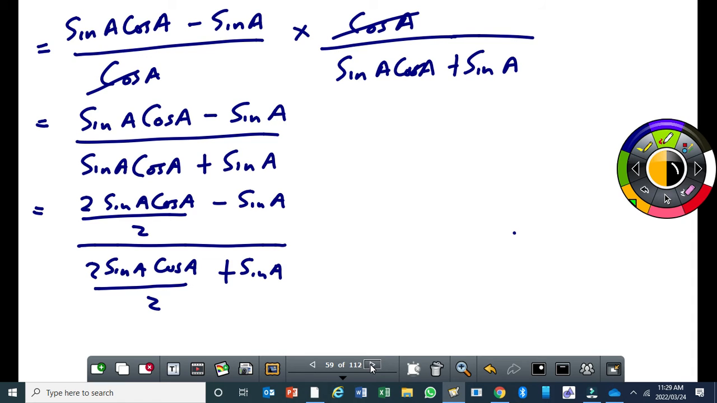Alright? Then, I'm sure you can see that this looks like the first part here. So what that means is I can easily introduce the 2. So I can write this as 2 sine A cos A over 2 minus sine A. Right? And then the denominator, I'll do the same.